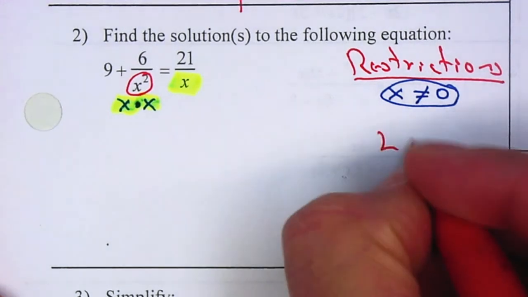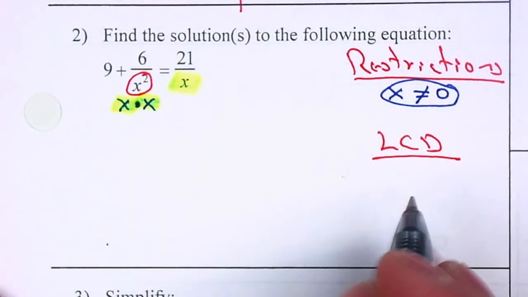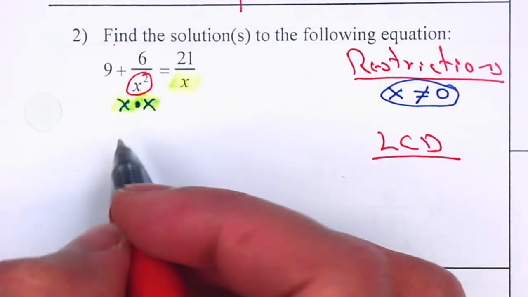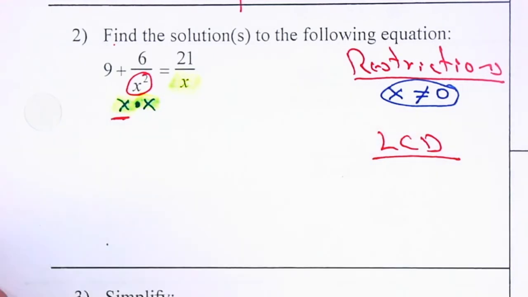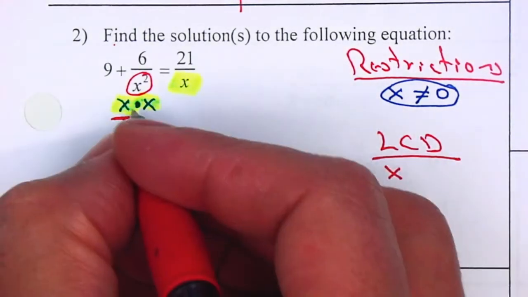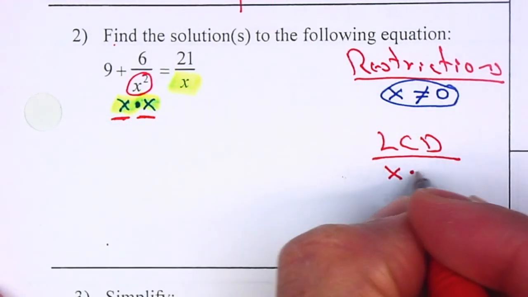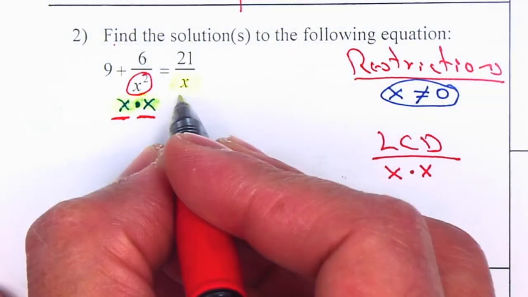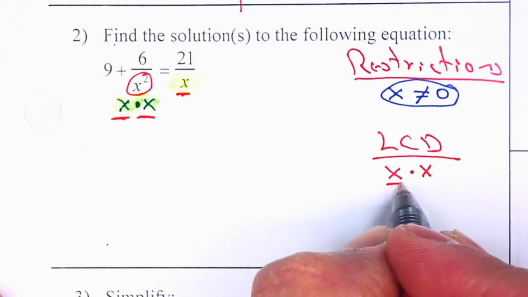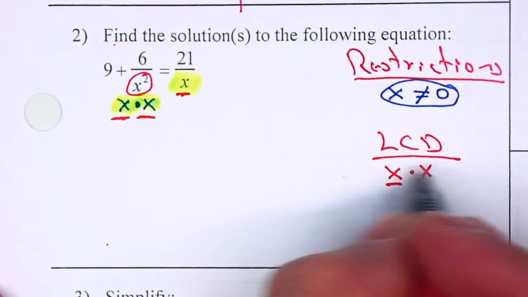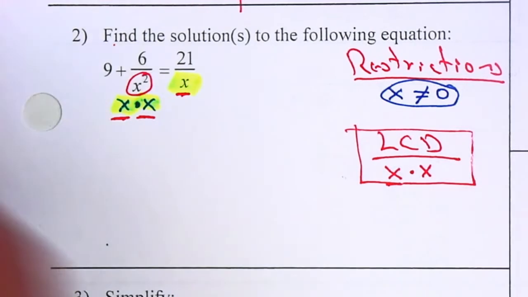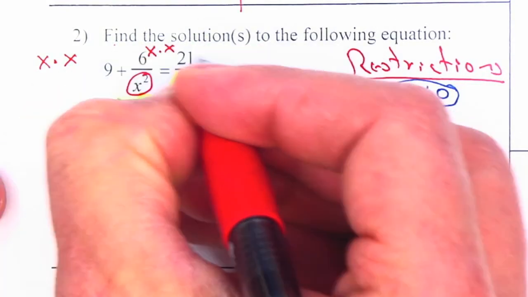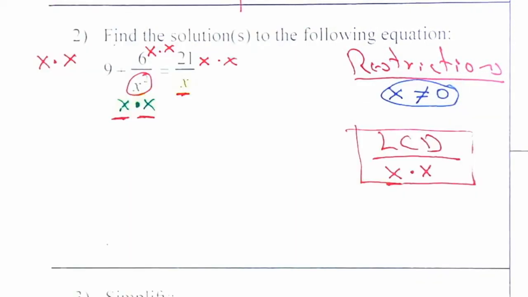Now I need to be able to find my LCD. Remember, the whole purpose of the LCD is to find what I need to multiply by each one of them so the denominator cancels. So I need to cancel this x. My LCD will be x. Within the same denominator, there are two x's, and I need to cancel them both, so I'm going to multiply by x and x. On the last denominator, I have an x, and that will cancel with the first one. So therefore, my LCD will be x times x. I'm going to multiply each fraction by x times x.